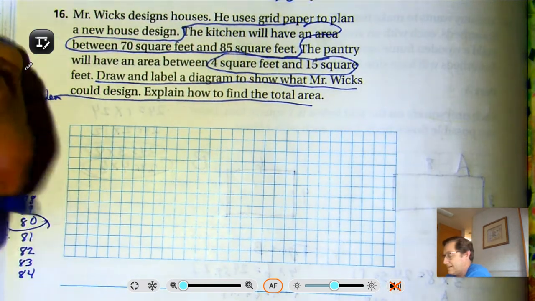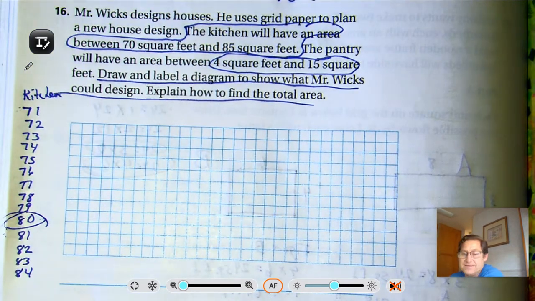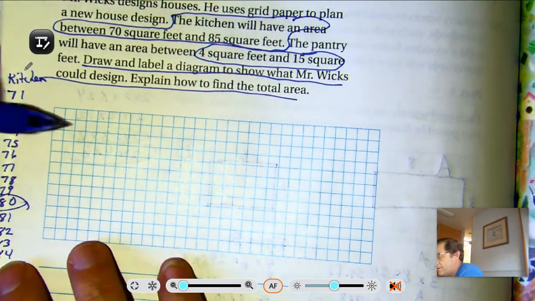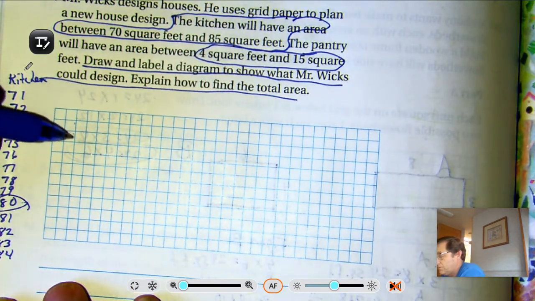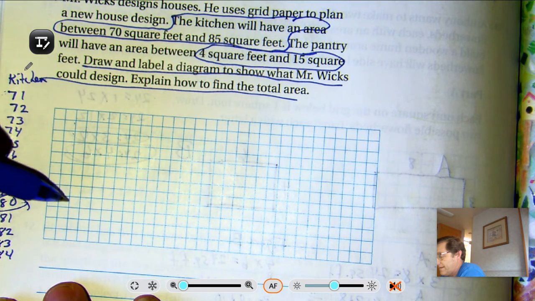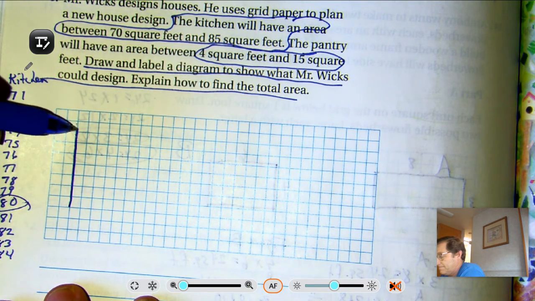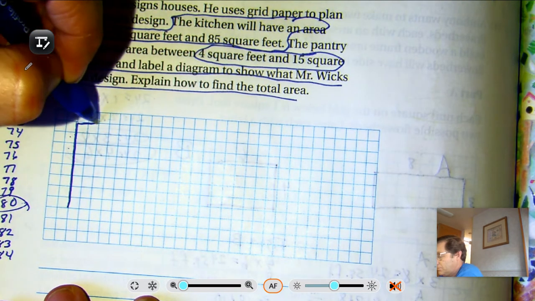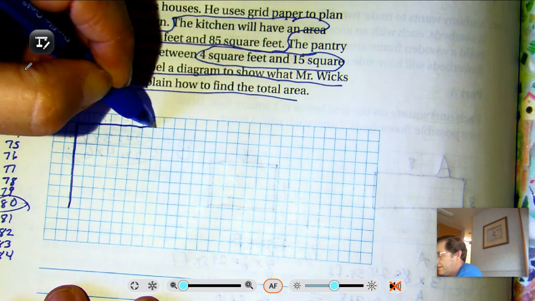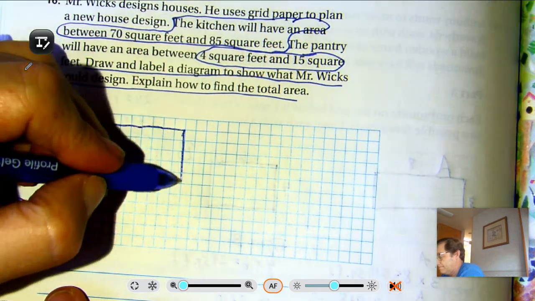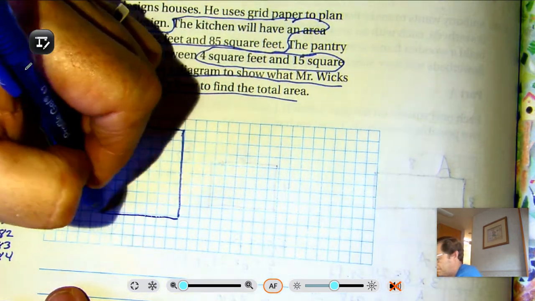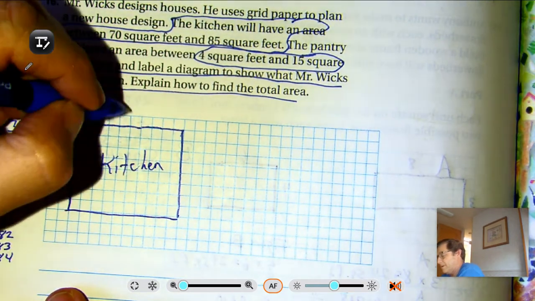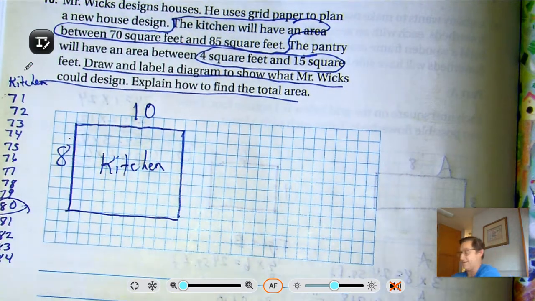Well, I think I'd like to use an 80 because that's simple to do. That's 8 times 10. So if I draw an 8 by 10 kitchen, 1, 2, 3, 4, 5, 6, 8 by 10, 2, 4, 6, 8, 10. So that's the kitchen, 8 by 10 feet.